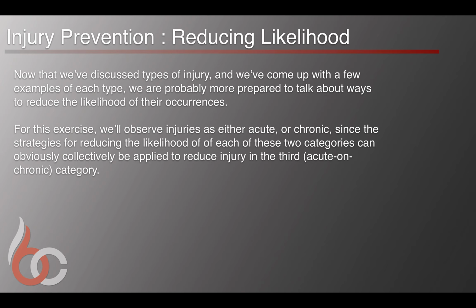Now, when we talk about injury prevention here and reducing the likelihood of injury, we want to observe injuries as either acute or chronic, since the strategies that we use to reduce the likelihood can be applied, right? So we want to look at, okay, well, what's the likelihood of an acute injury like an ACL tear in a soccer player?